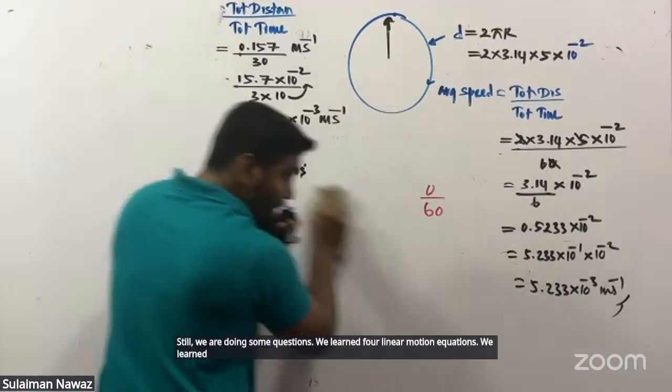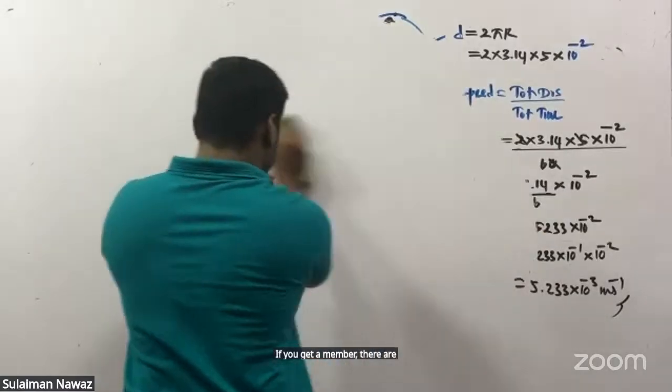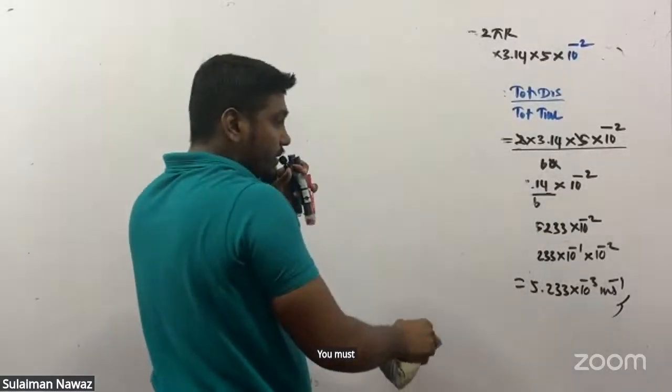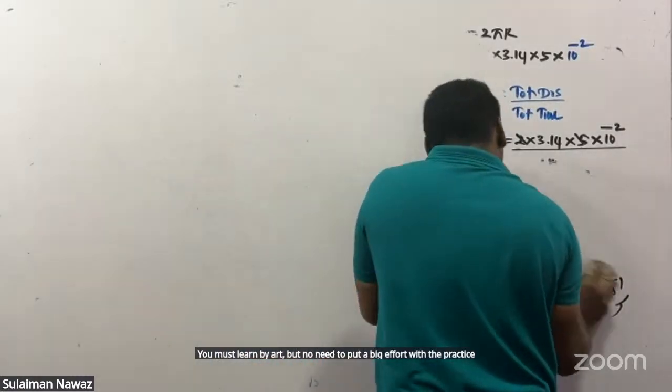If you can remember, there are 4 linear motion equations. You must learn them by heart, but there is no need to put in a big effort. With practice, you will automatically learn these by heart.